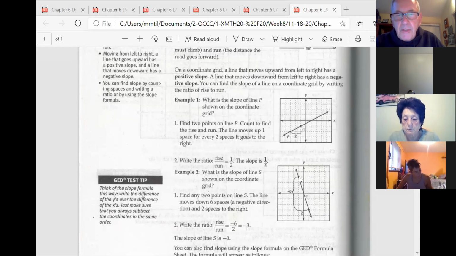Some of these go negative. When we go from this point to this point, we have to go down. We go down 6 and we go over 2. So -6 divided by 2 is -3. The slope would be -3 in this one.